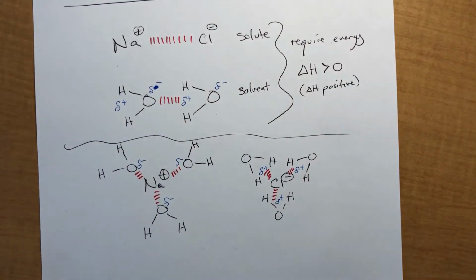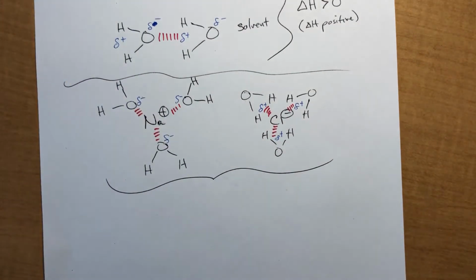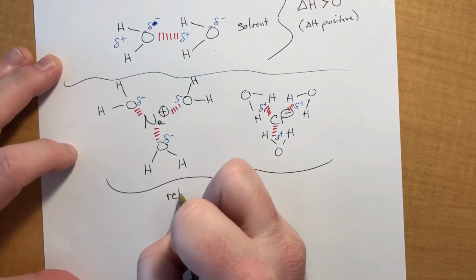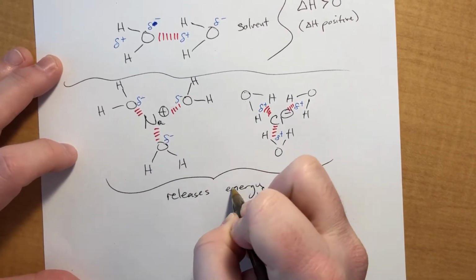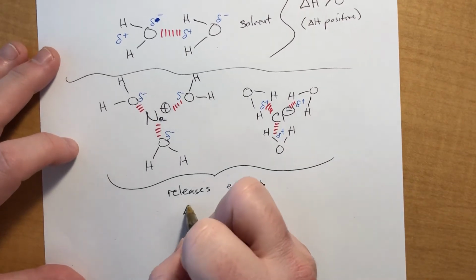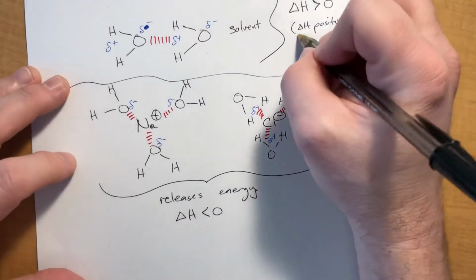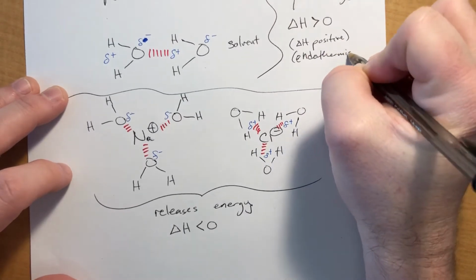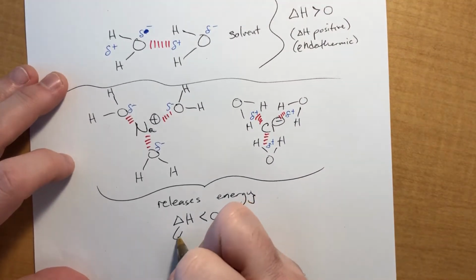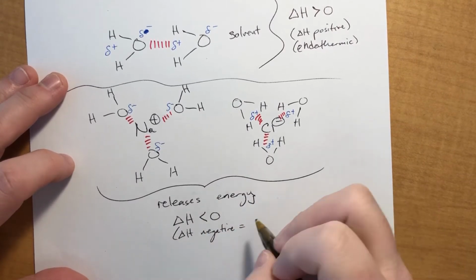For this part, the delta H should be negative because you're forming new interactions, which stabilizes everything. So this releases energy. Delta H is negative, exothermic. Endothermic up here.